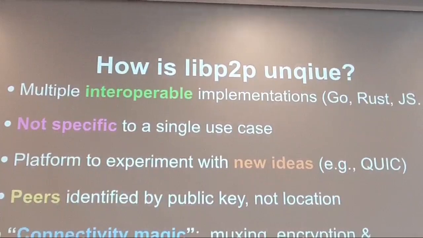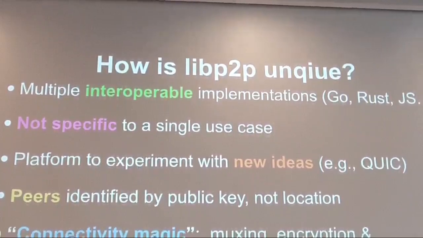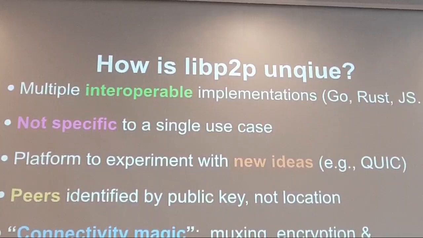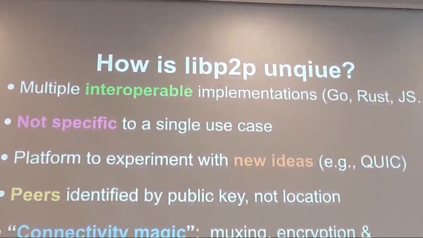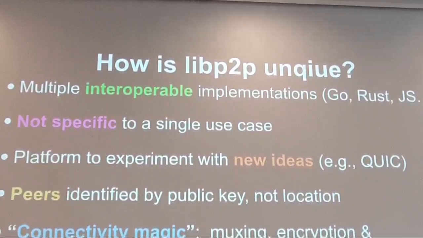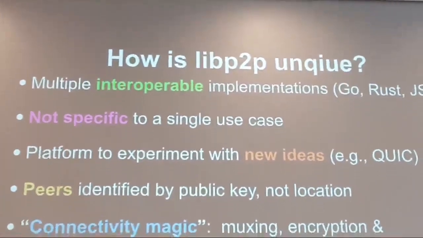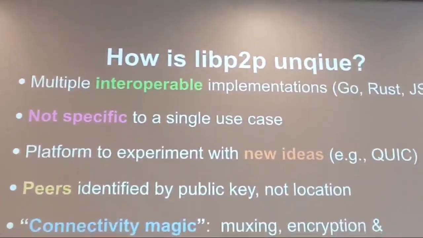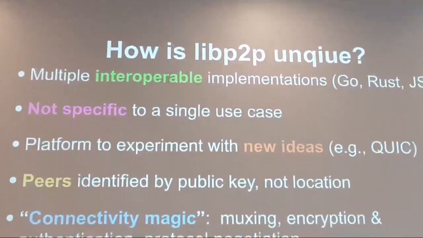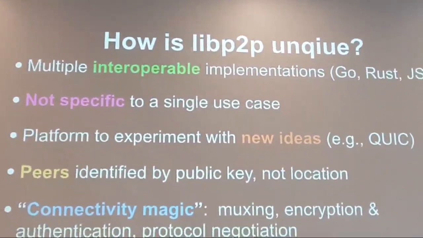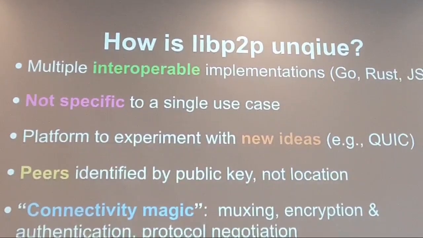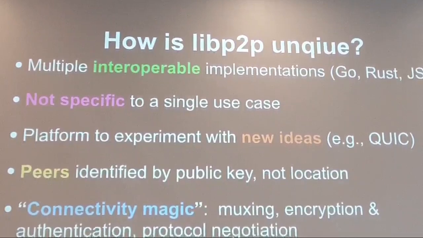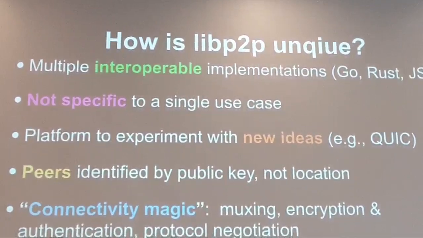We also like to use it as a platform to implement new ideas. So QUIC, for example, is a UDP-based protocol that Google invented to speed up communication with Chrome. UDP is very fast, but the drawback is there's no concept of connections. It's just fire and forget and hope that some of the packets arrive. This is something we've recently implemented into Go Libp2p, and we're working on it in JavaScript.